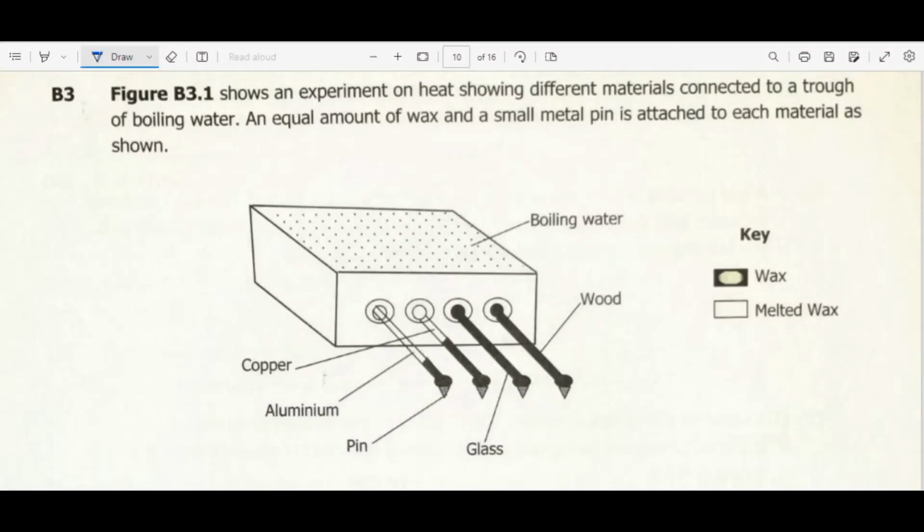Welcome guys, this is just a continuation of Science Paper 1 for the year 2023 for the internals. The first part covered question 1 and 2 and we are starting from question 3.